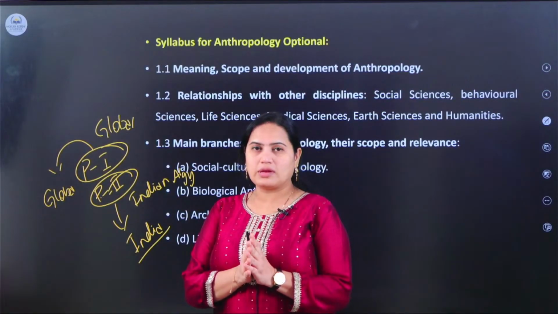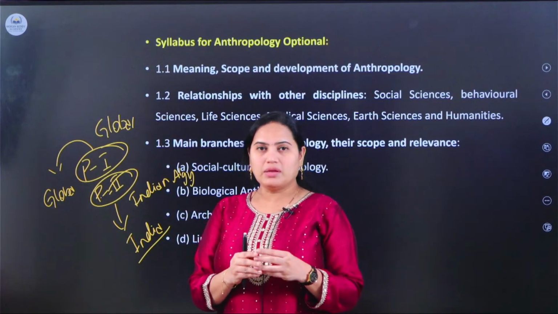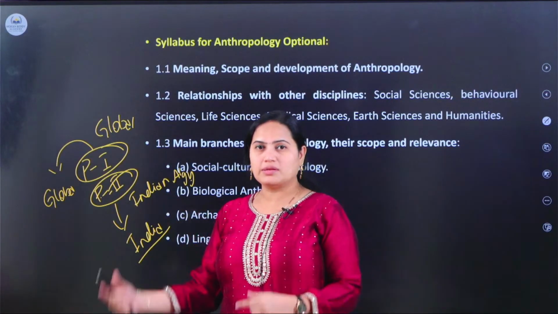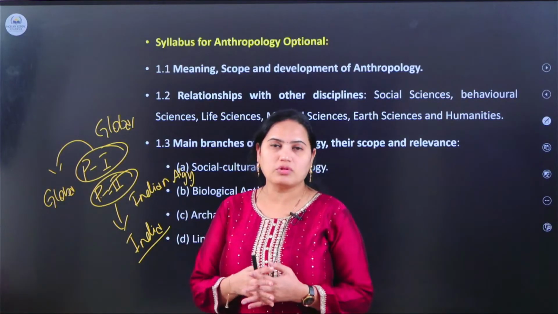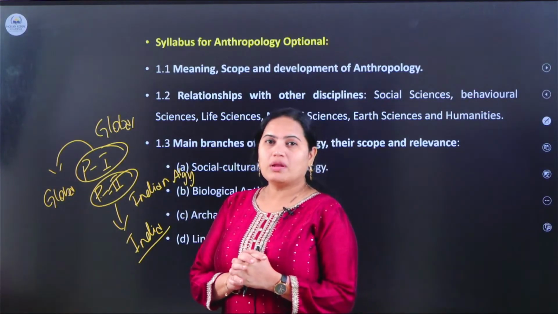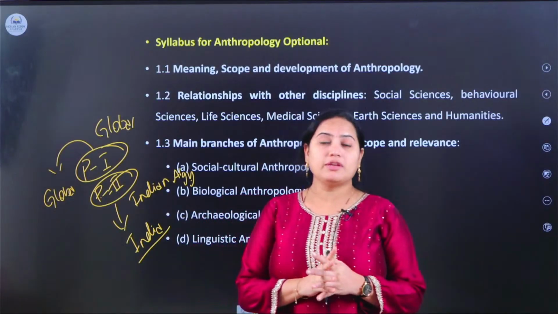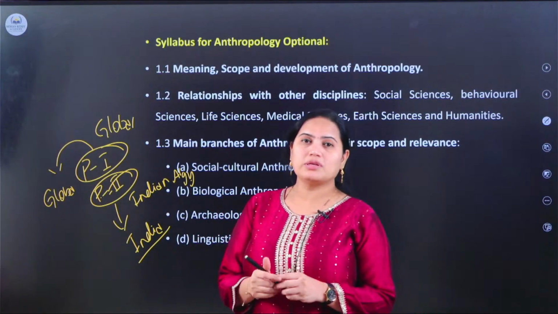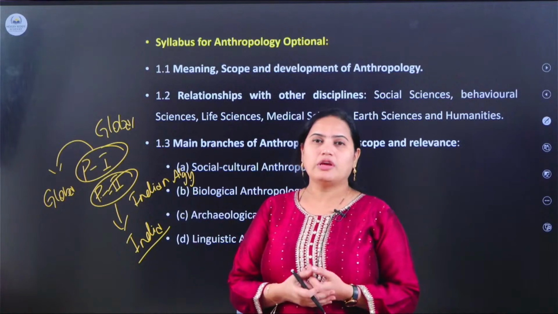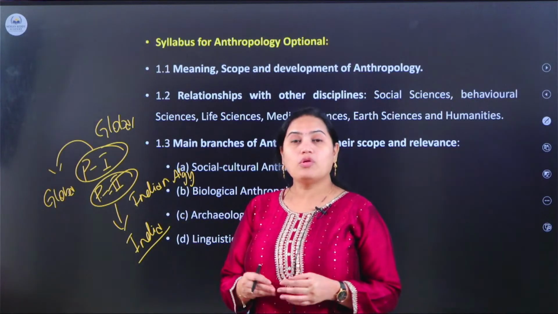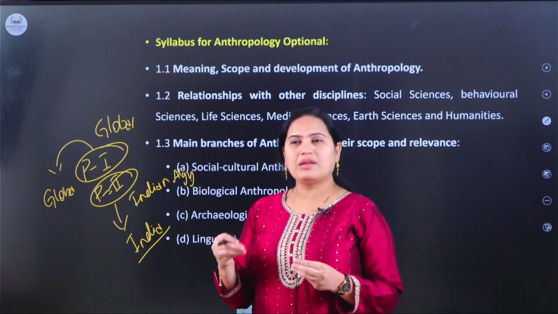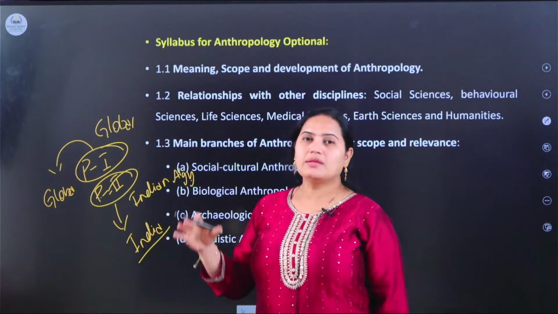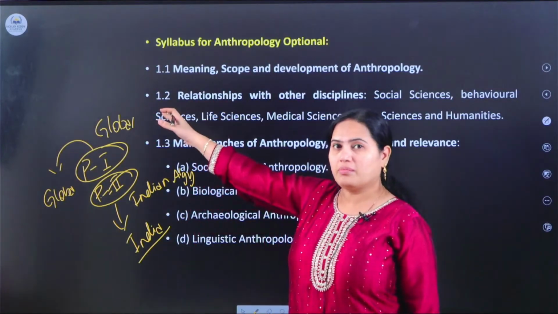Any discipline starts with understanding the meaning, scope and development of that particular discipline. Anthropology is not immune to that. So 1.1 talks about the meaning, scope and development of anthropology, how it was established in due course of time, who are the thinkers who contributed, and how it was established in the universities.